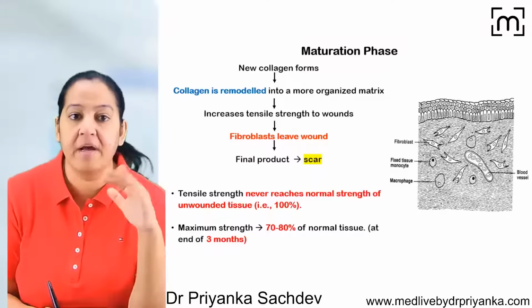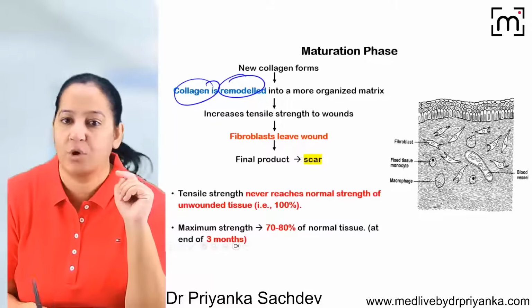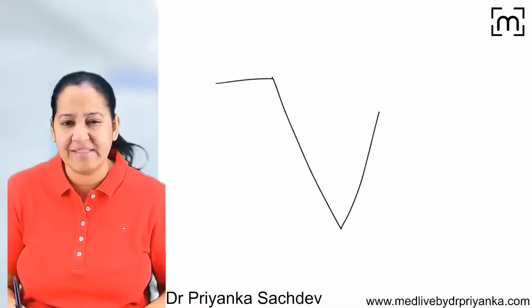The collagen is already there. Now the collagen will start remodeling. So in the gap, what is the sequence of the cells? Can we revise the sequence once?